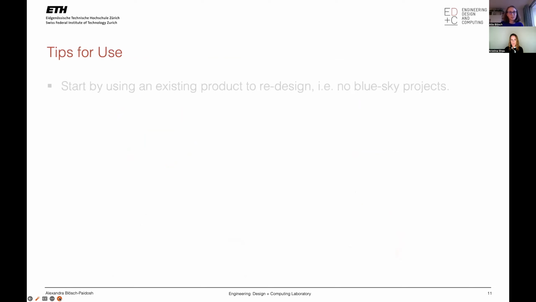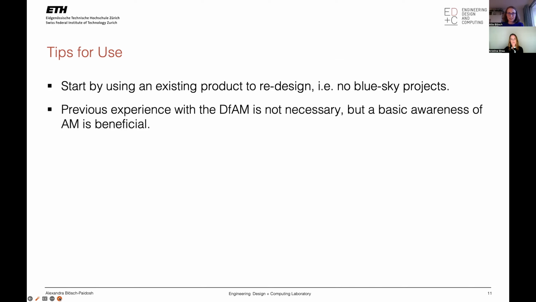So if you want to use these yourself, what can you do? Start by using an existing product to redesign. Design heuristics are concept modifiers, not concept generators. It's really best to start, especially as a beginner, with a redesign task. You don't need previous experience with DFAM. A lot of our students had 0 experience, and they still came out with great results. But if you have a basic awareness of AM, it does help a little bit.